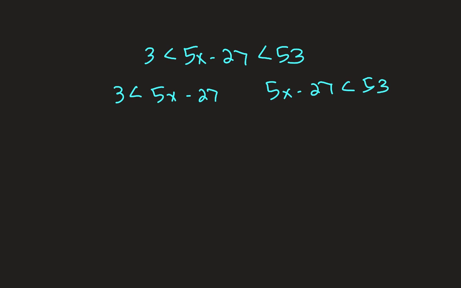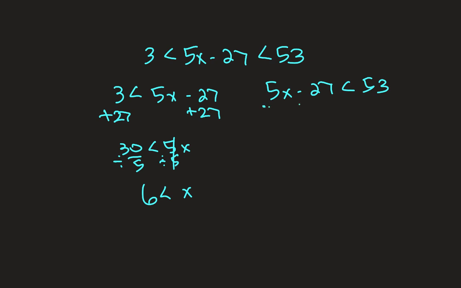Over here, we want to keep the 5x in the center, so we're going to add 27 to both sides. We're going to have 30 is less than 5x. And then, of course, we have to divide both sides by 5. And we're going to have 6 is less than x. And then we're going to move on to this side.